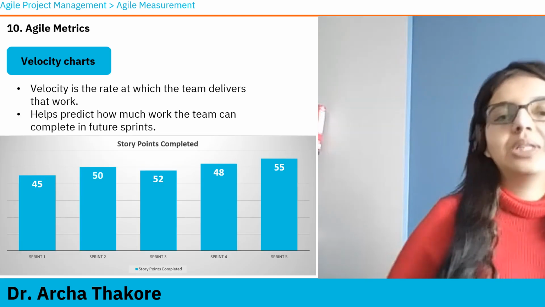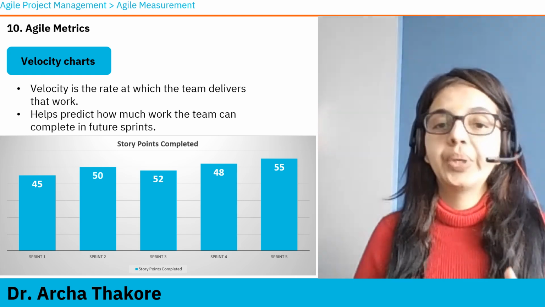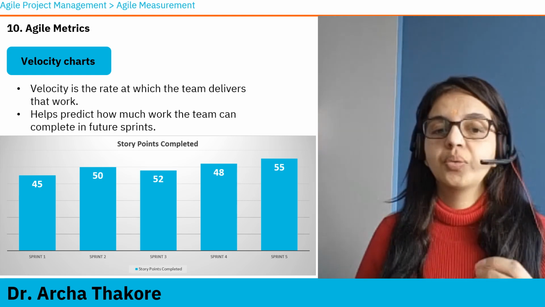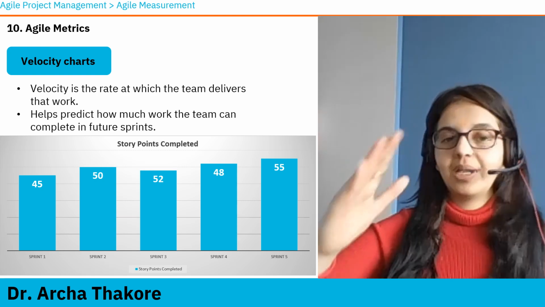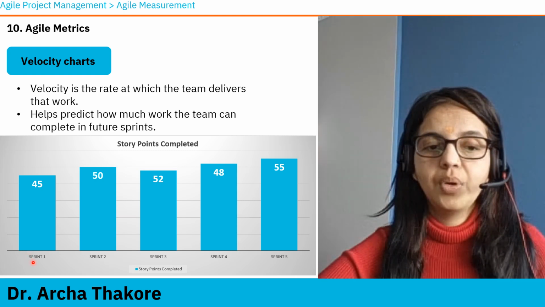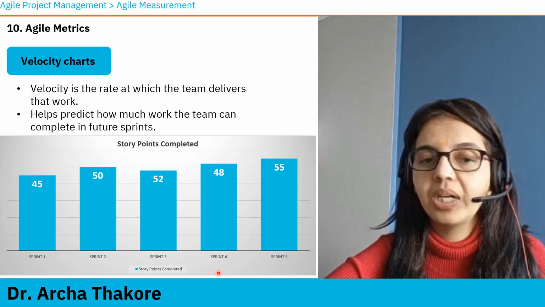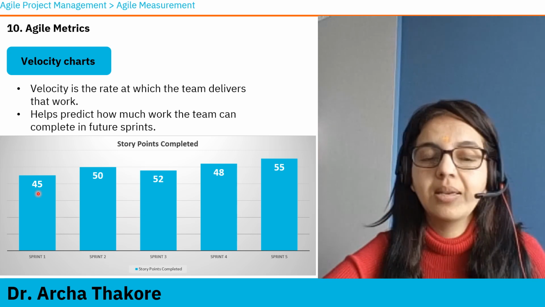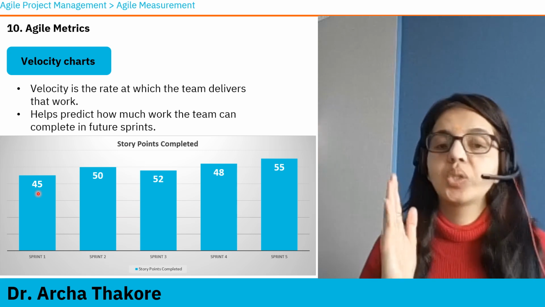Okay, so first we'll talk about velocity charts. Now, velocity, what does the word mean? The word means speed of something. So velocity is the rate at which the team delivers the work. Let me explain it with this chart. It's a little small, but this is sprint one. These are sprint numbers, and the figures you're seeing here are the number of story points completed by the team in each sprint.